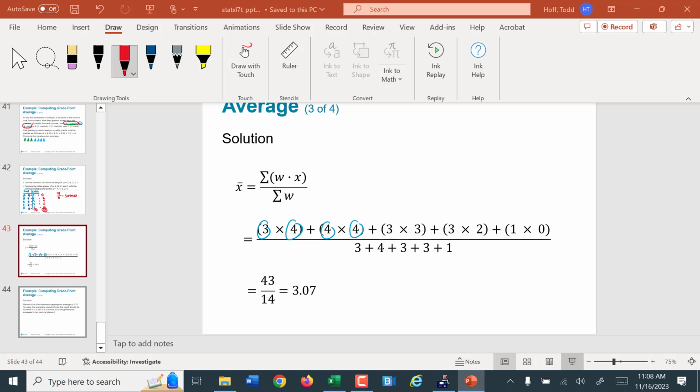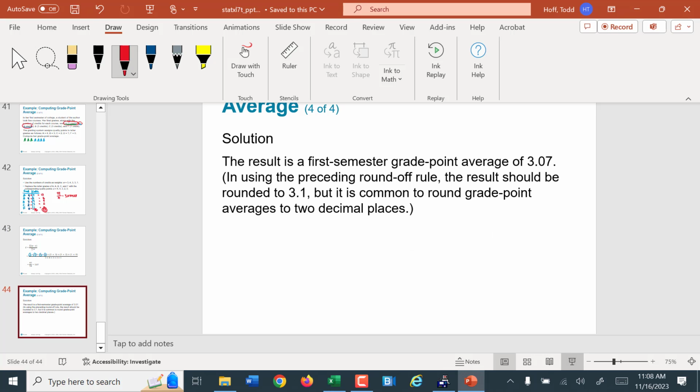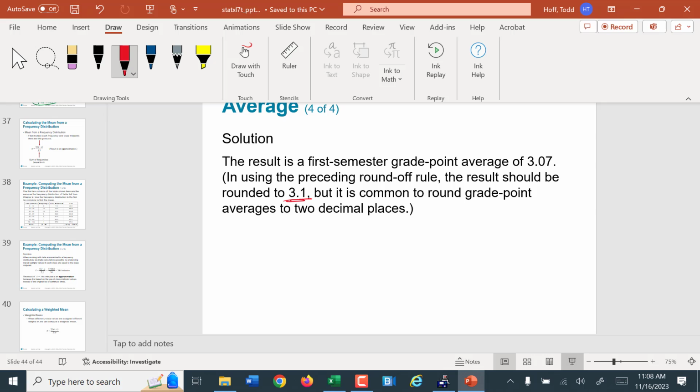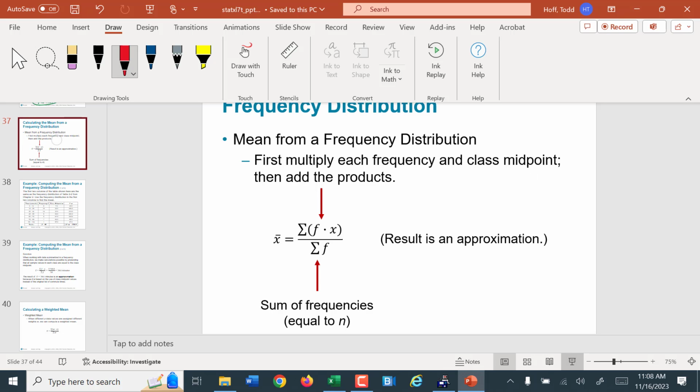Technically, it should be rounded to 3.1 because we only go one digit past what our original data was. All our data was whole numbers, so we can only go to a tenth. And then backing up, I want to talk about calculating the mean of a frequency distribution. The reason I did the weighted mean first is because a frequency distribution is just a weighted mean.